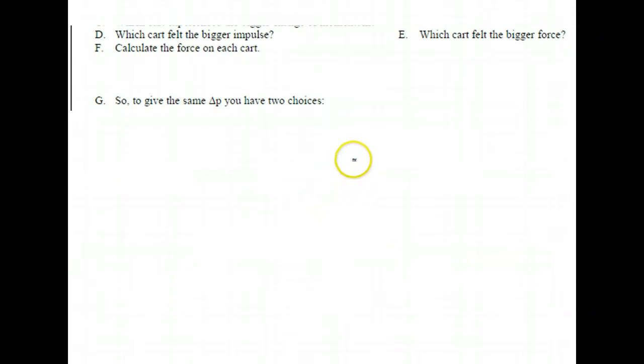Which cart felt the bigger impulse? How would we figure out impulse? Remember, impulse is equal to change in momentum. What did we figure out their change in momentums were? Negative 9. So which cart felt the bigger impulse? Same. If they have the same change in momentum, they have to have the same impulse. Now, which cart felt the bigger force?